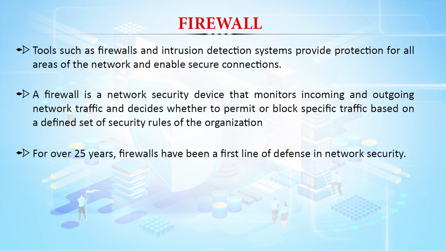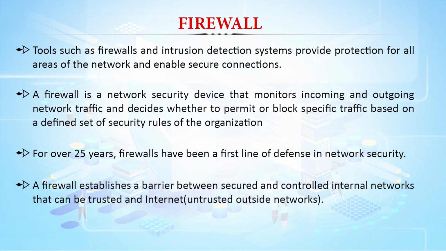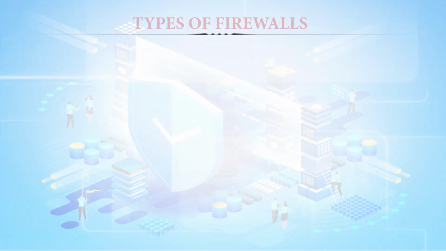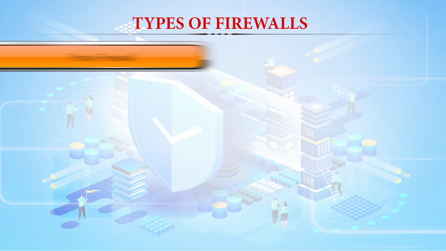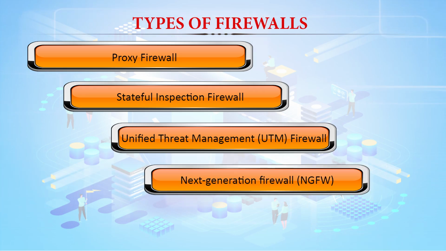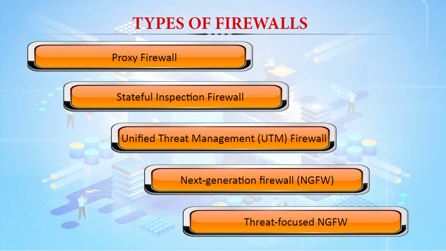For over 25 years, firewalls have been the first line of defense of network security in any organization. A firewall establishes a barrier between a secured and controlled internal network that can be trusted and the untrusted outside network, the internet. A firewall can be hardware or software or both. There are different kinds of firewalls: proxy firewalls, stateful inspection firewalls, unified threat management firewalls, next generation firewalls, and threat-focused firewalls.